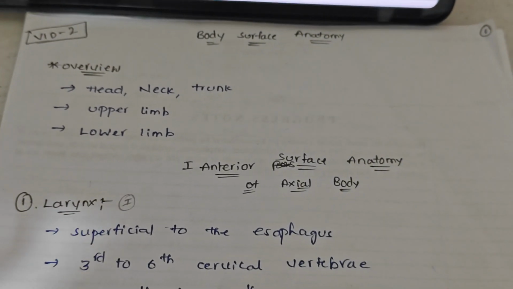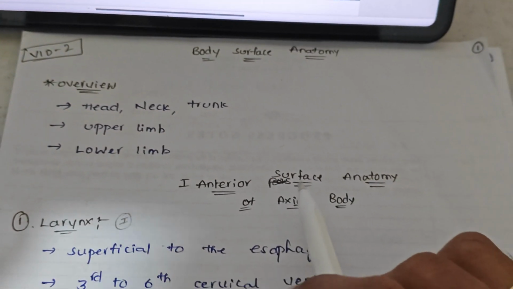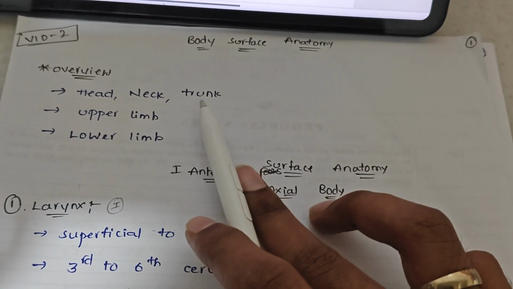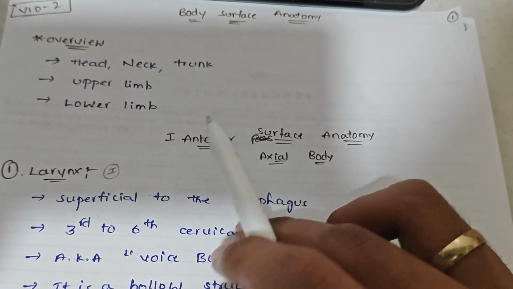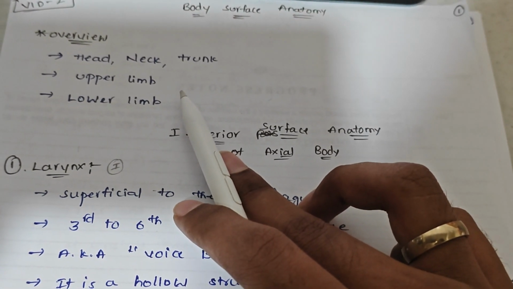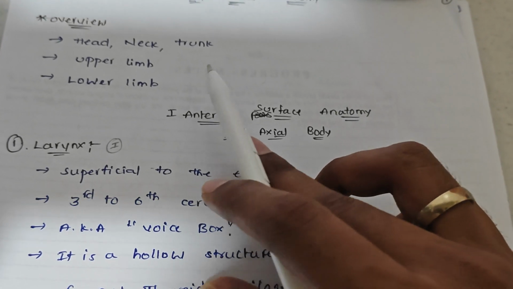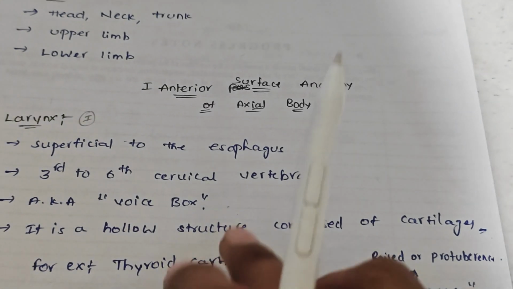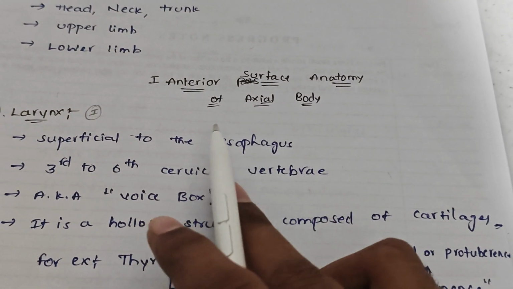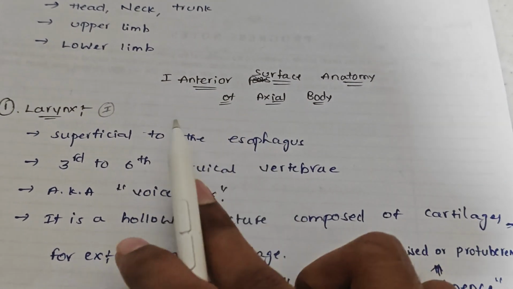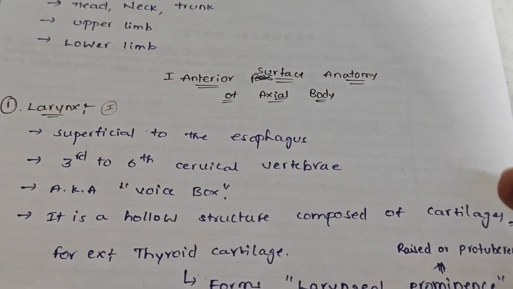Hello everyone, in this video I'll talk about body surface anatomy. I will only discuss the head, neck and trunk. I will make one more video on the upper limb and lower limb body surface anatomy. Firstly I will discuss the anterior surface anatomy of the axial body, and then I will discuss the posterior surface anatomy.